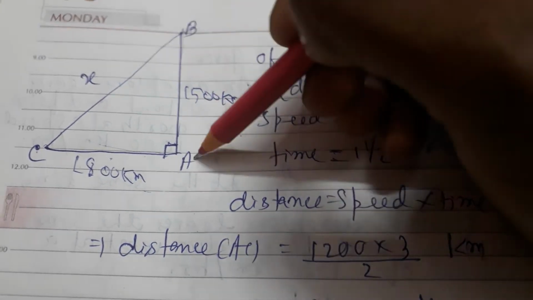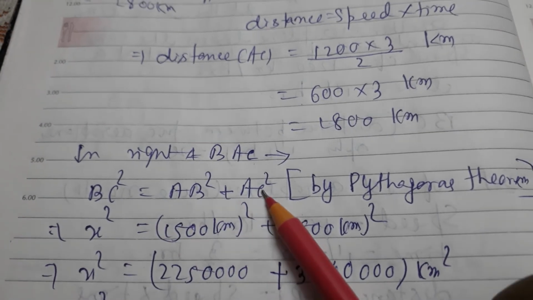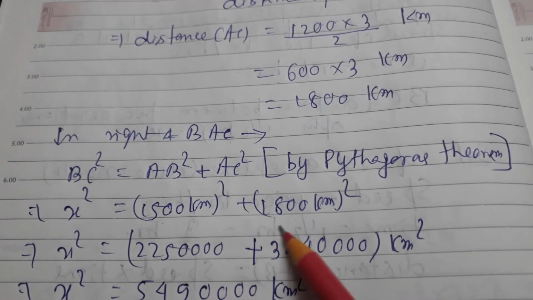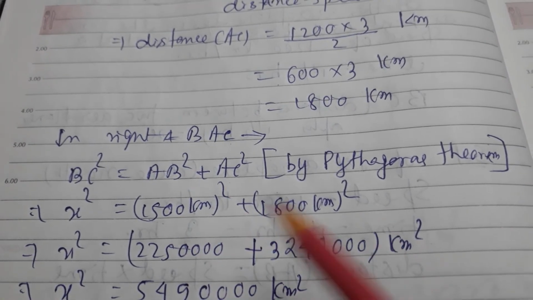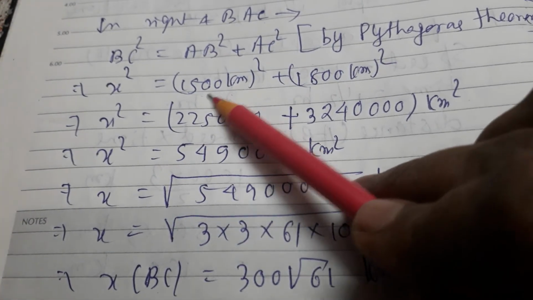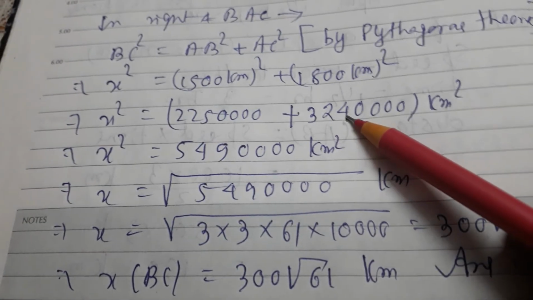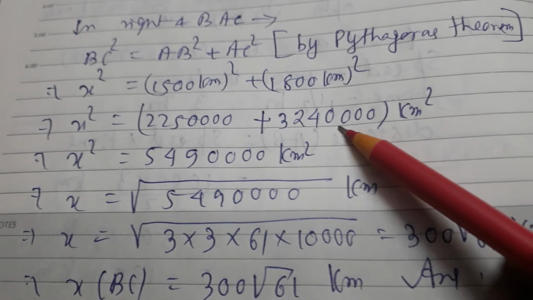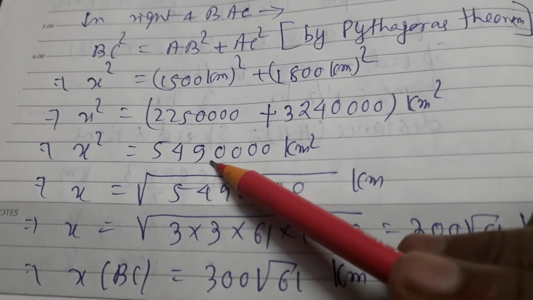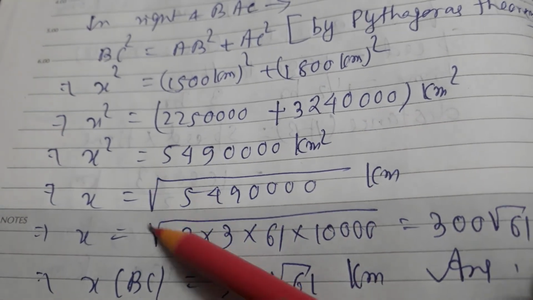So in right triangle BAC, BC square equals AB square plus AC square by Pythagoras theorem. So 1500 km square plus 1800 km square. 1500 square, that is 225, and there are 2 zeros, so here will be 4 zeros, and 18 square equals 324, and 2 zeros, that is here will be 4 zeros, and after adding we get 549,0000 kilometer square.